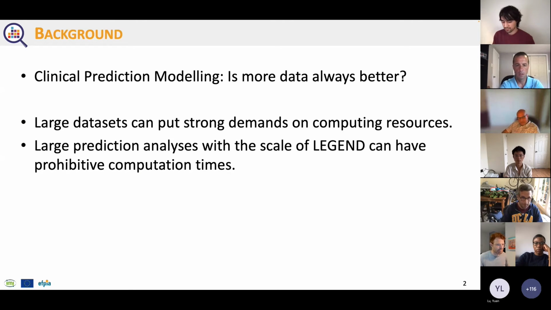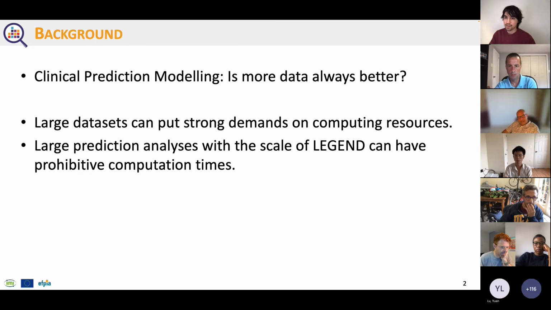So in machine learning, there exists this notion that more data is generally better. That is because in general, models that you develop on more data tend to generalize better to your validation data or to your holdout data set. However, what we now have in OHDSI is such massive amounts of observational data available that we were actually asking ourselves, do we even need all of this data?